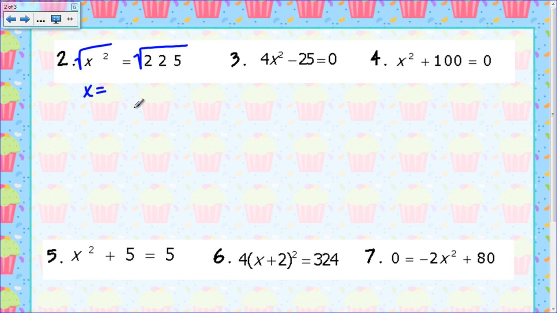And it should be 15. And remember, because we took a square root, it's plus or minus 15. And so you have two answers. X equals 15 and x equals negative 15.